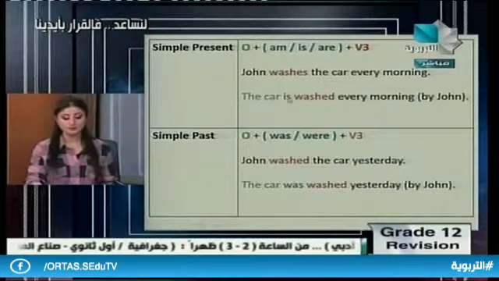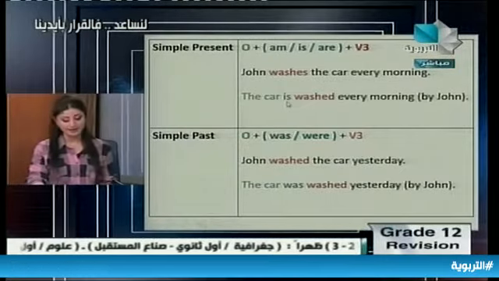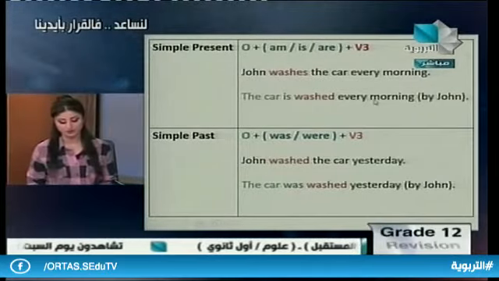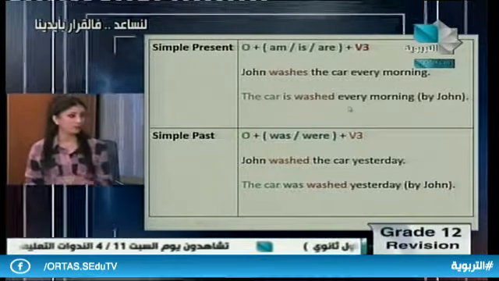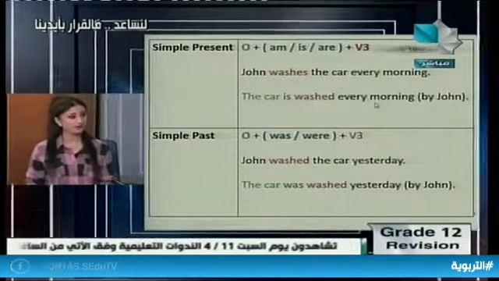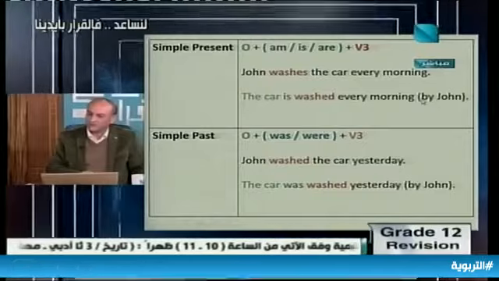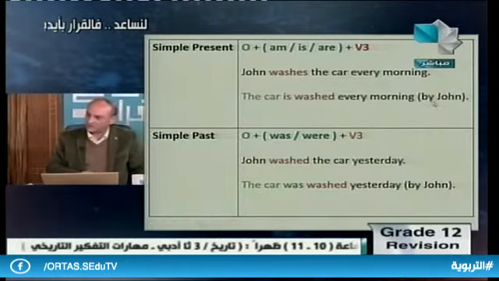We use the verb to be: the car is washed every morning by John. It's optional to mention the agent if I want to. Here the action is more important than the doer of the action. So it's okay if we don't mention the agent.